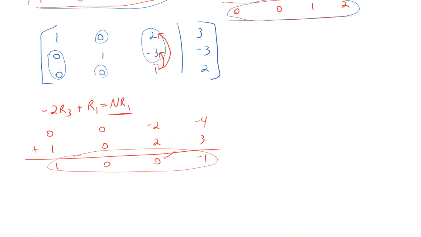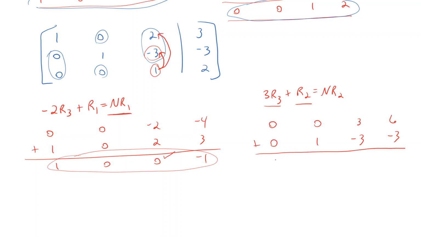Then I'm going to use this 1 to eliminate this negative 3. So I'll do 3 times row 3 plus row 2 equals my new row 2. So 3 times row 3 looks like 0, 0, 3, 6. And row 2 is 0, 1, negative 3, negative 3. Adding together I get 0, 1, 0, 3. And that's my new row 2.